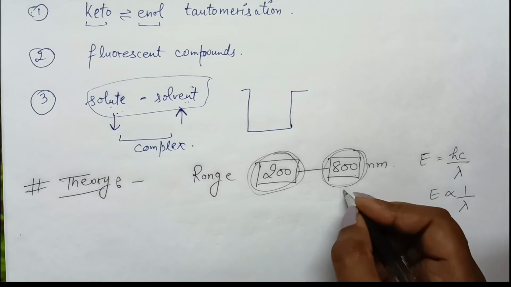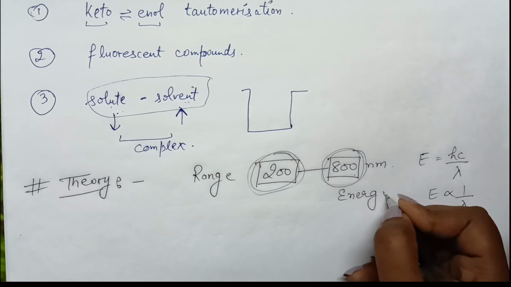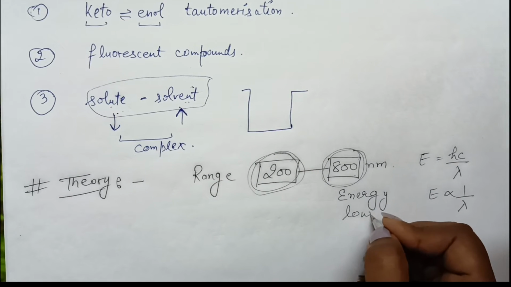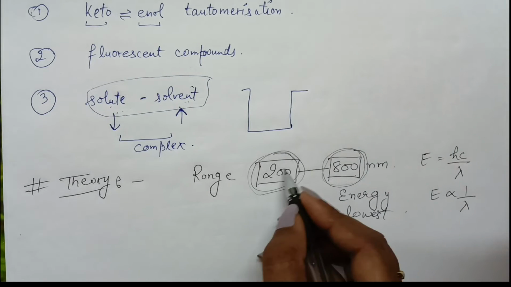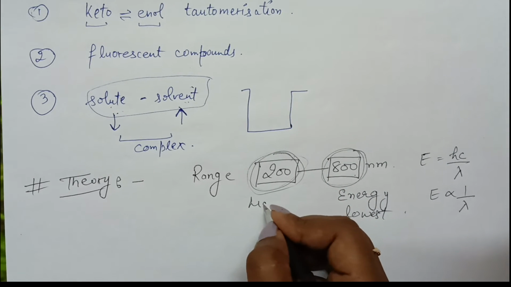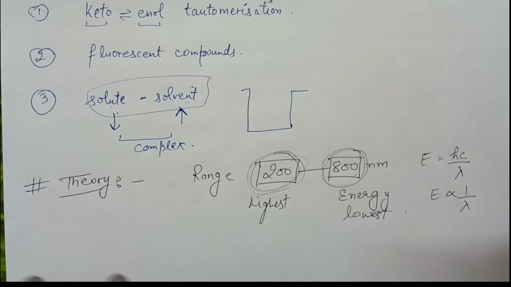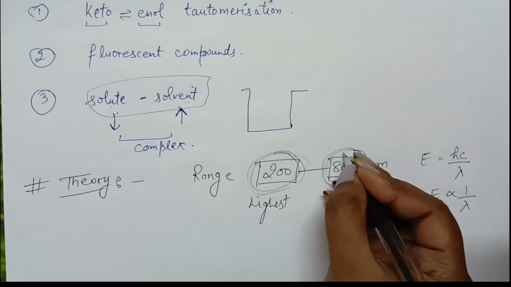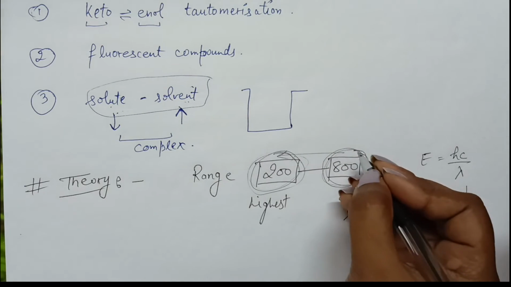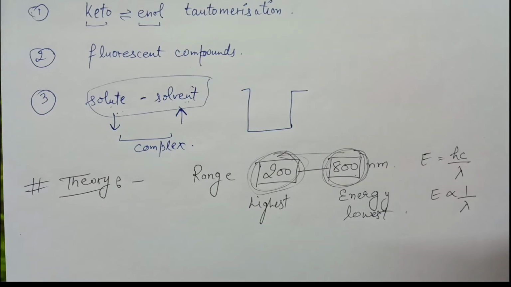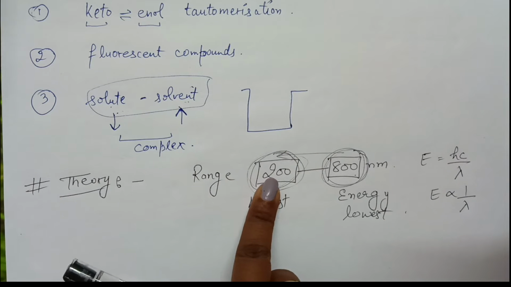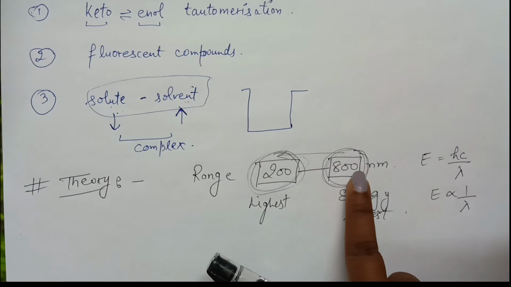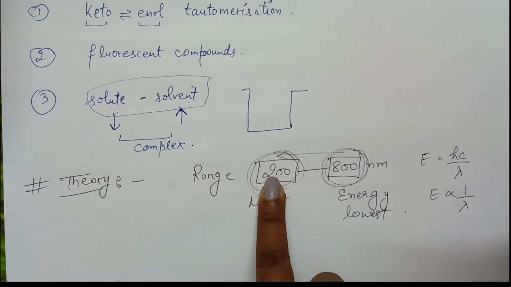If wavelength is maximum here, then here energy will be less, right? Lowest energy in case of UV visible, and here energy will be highest in case of UV visible. Now whenever we do the scanning in a UV visible spectrophotometer, the scanning starts from higher wavelength until lower wavelength. Why is this so? Because we move from low energy towards the higher energy.